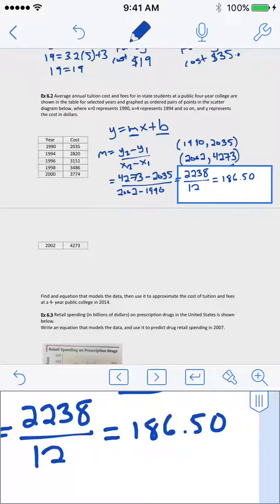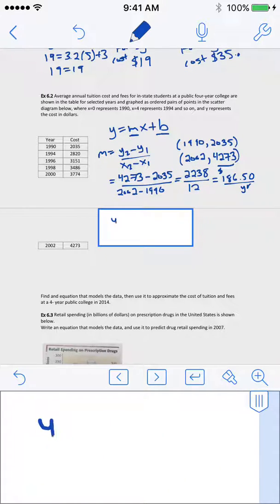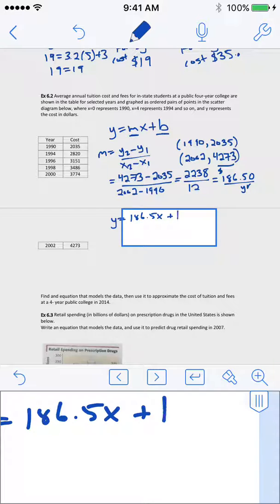That's right. It means $186.5 per year. That's what that means. Dollars per year, right? So it's going up at an average of $186.5 per year. So that's important to know. All right, so we can go ahead and put that in our equation. $186.5 times x plus something.